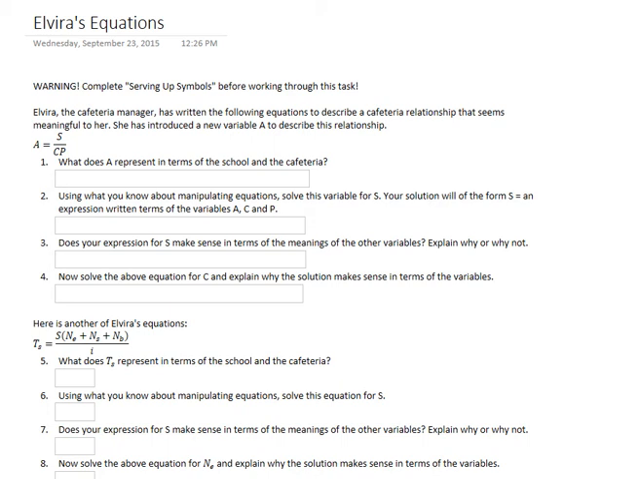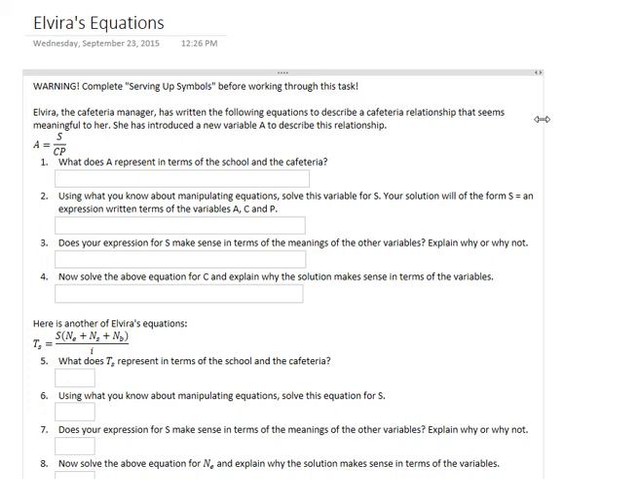As you can see on the warning that I put on this, please make sure that you have serving up symbols at the very minimum done before you even think about working through this task. The reason why is because you will need all of those symbols from that table at the beginning of the task. Make sure you have it handy, make sure that you have it somewhere accessible, that way you can use it as reference. We have Elvira again.